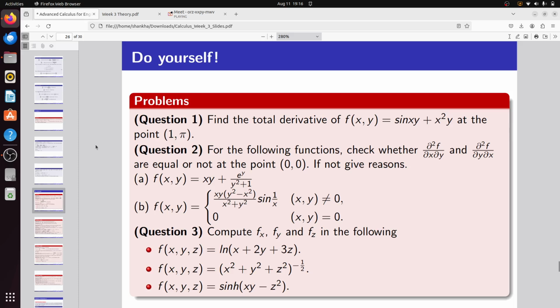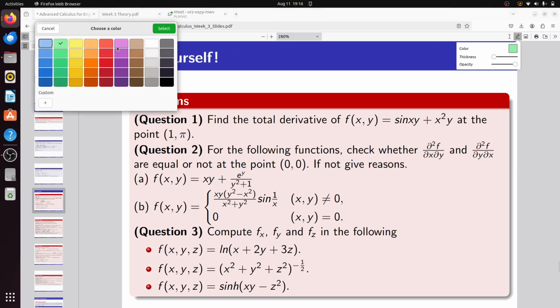Now this question 2 I will discuss. I have the solution. Don't need to panic. This question 2 I will discuss.